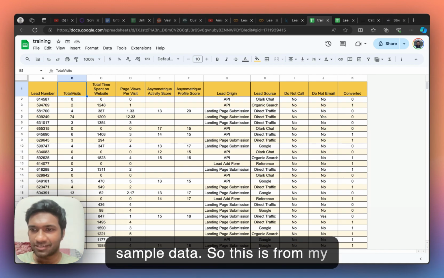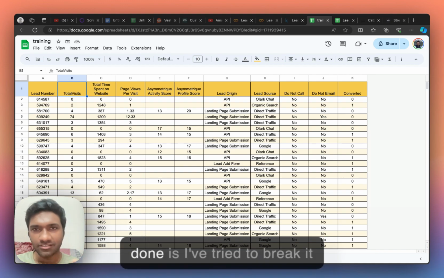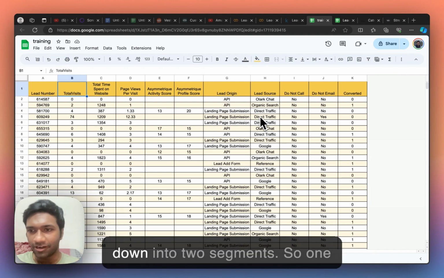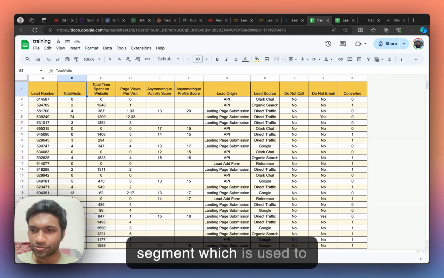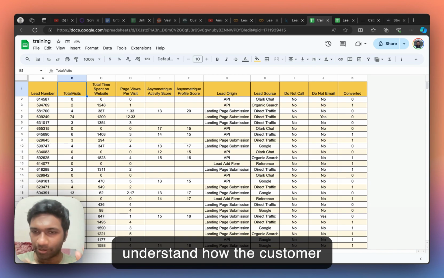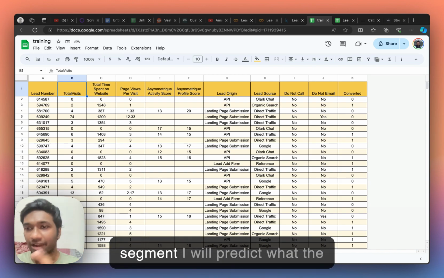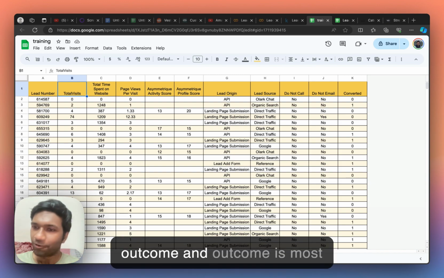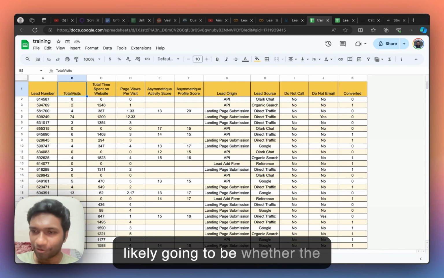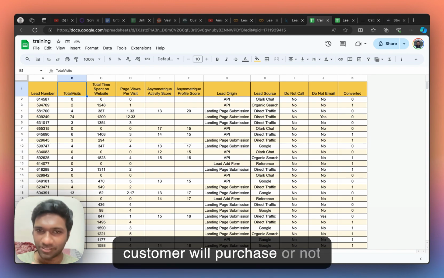So here I've taken a sample data set from Kaggle. And what I've done is I've tried to break it down into two segments. One segment is used to understand how the customer behavior is, and on the other segment I will predict what the end outcome is most likely going to be, whether the customer will purchase or not purchase.